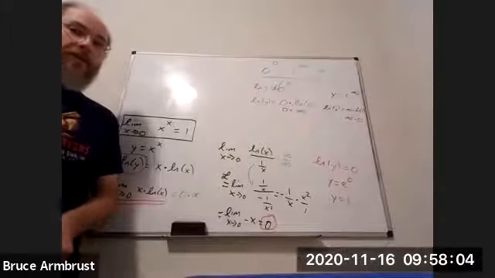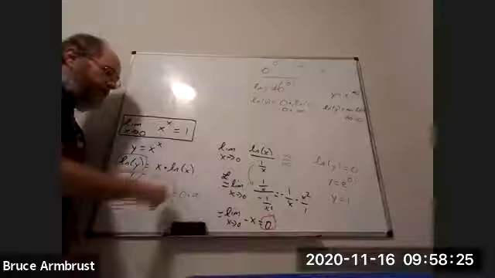Hey, Bruce. Can you just remind me how you got from the limit as x goes to 0 of x times natural log of x equals 0 times infinity to the next step? Okay, from here to here.